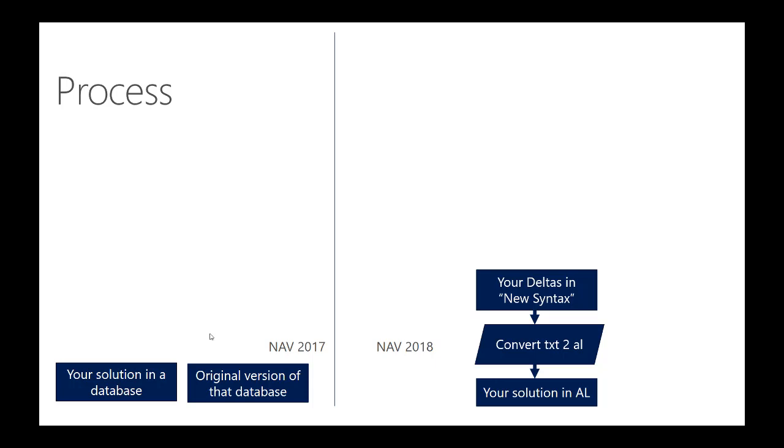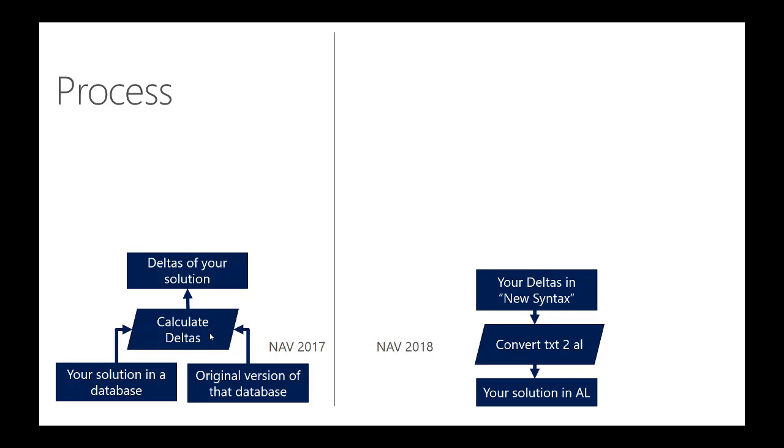The only way for us to create these new syntax files is to run through this process from an NAV 2018 database. So the starting point for that is we have to calculate the deltas from the original system. On the left-hand side, we have a solution in the database. We have the original version of that database. We calculate those deltas, and those result in a list of text files that are the deltas of your IP solution. So that's the first set of files that we start out with.